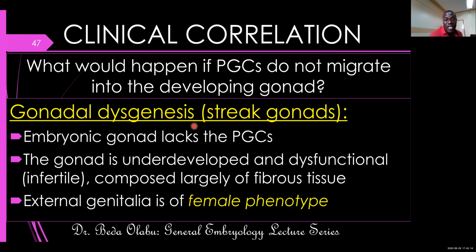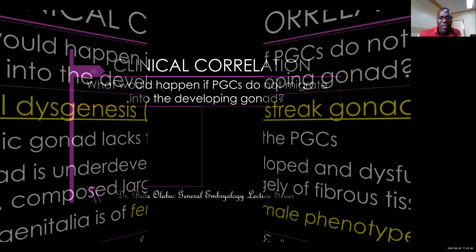So the external genitalia of this child will be of female phenotype, irrespective of the genetic makeup. All of them are female. Whether they are XX or they are XY, they'll all be female. I'm not talking about genotypic sex. I'm talking about the anatomical sex, the phenotypic sex. Okay, one last thing.